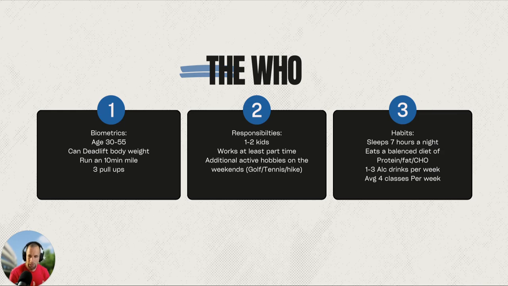Their responsibilities: they have 1 to 2 kids. They work at least part-time and they have additional hobbies on the weekends, like golf, mountain biking, tennis, things like that. And then habits. They typically sleep 7 hours, eat a balanced diet of protein, fat, and carbohydrates. They have 1 to 3 alcoholic drinks per week, and they average about 4 classes per week, 4 CrossFit classes or 3 classes in like a barbell club or something like that.